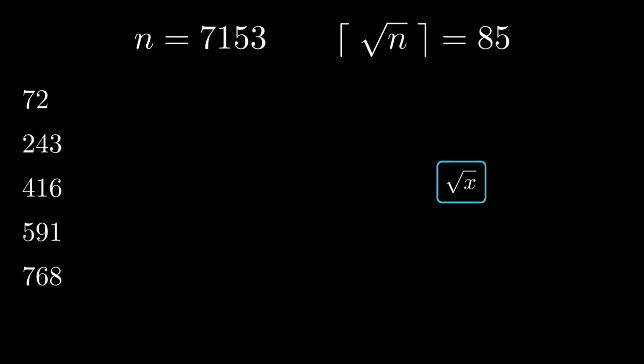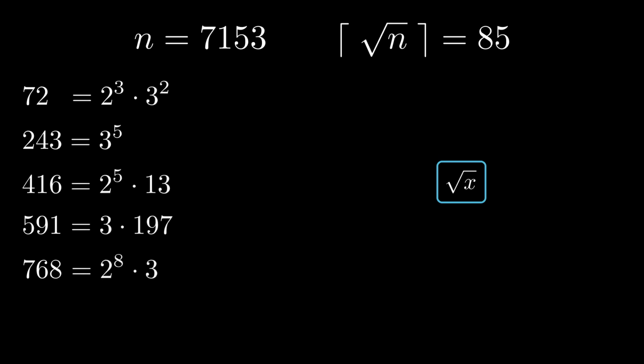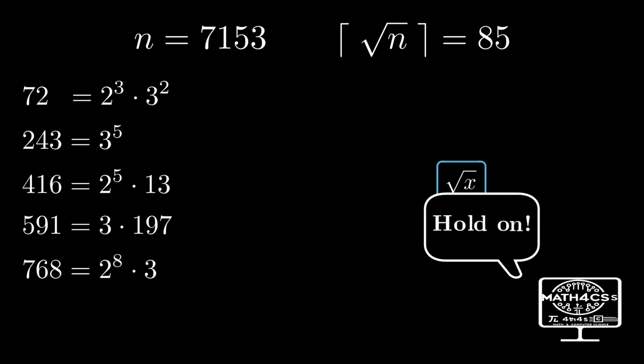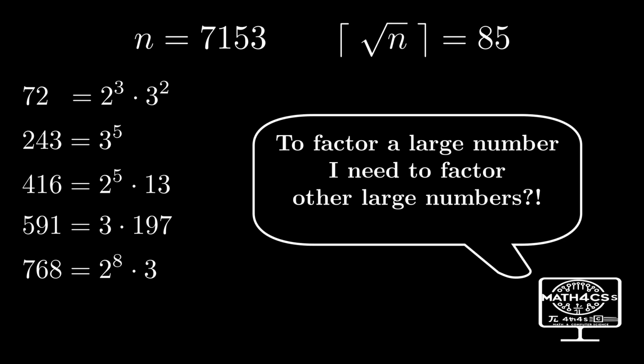Trying all the possibilities will take a lot of time. If we have the factorization of these numbers, we can see that the second and the last number multiply to a square. But hold on a second. To factor a large number, we need to factor a few large numbers? That doesn't make sense.